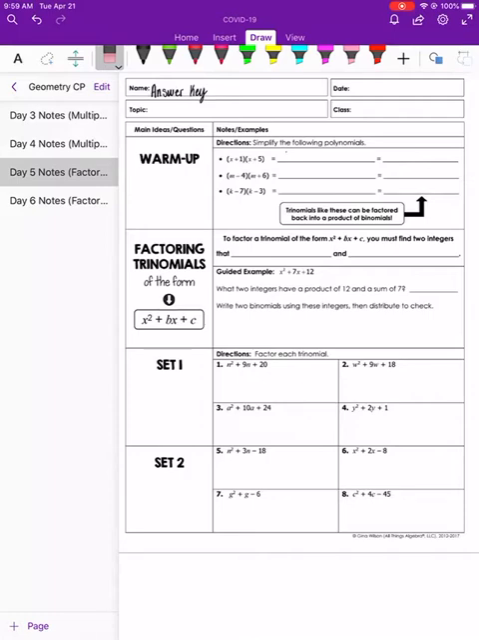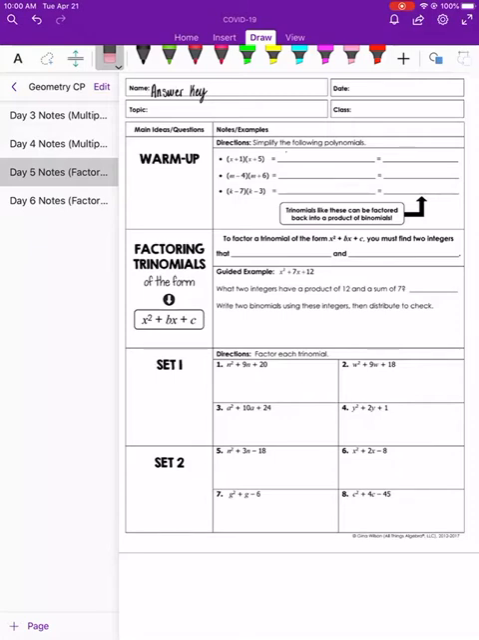We are going to be starting with day 5 notes today. Day 5 notes is going to be about factoring trinomials. On day 3 and day 4, what you guys did before spring break, we were pretty much multiplying binomials, trinomials, polynomials, things like that. So essentially factoring, what we're going to be doing is undoing multiplication.